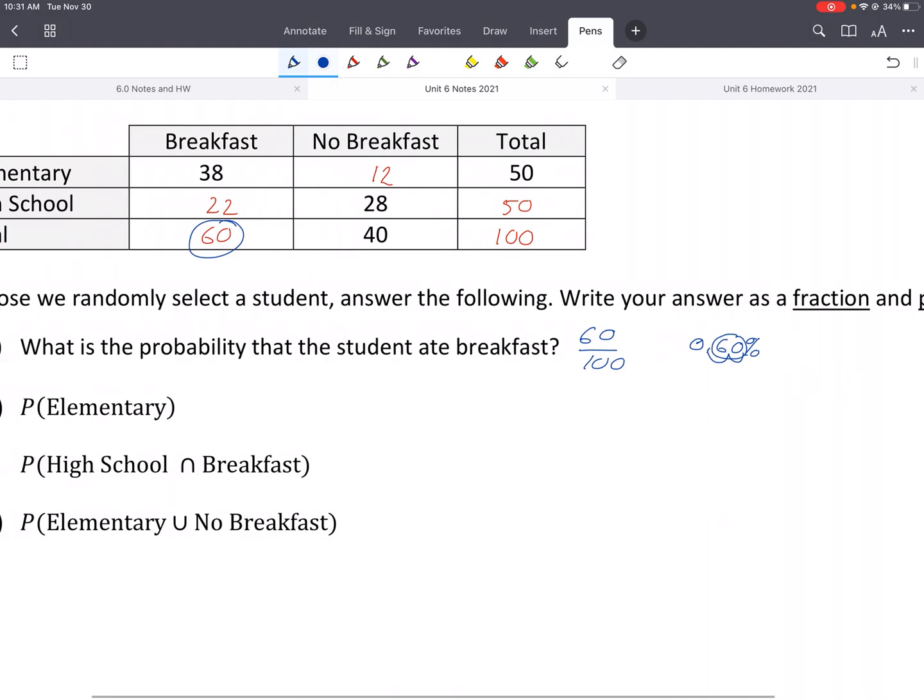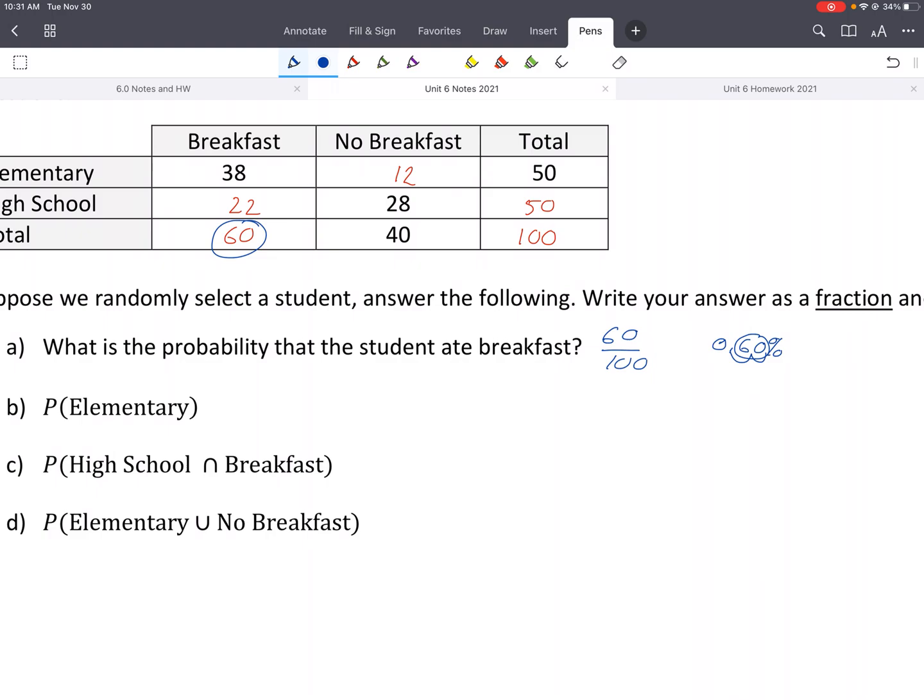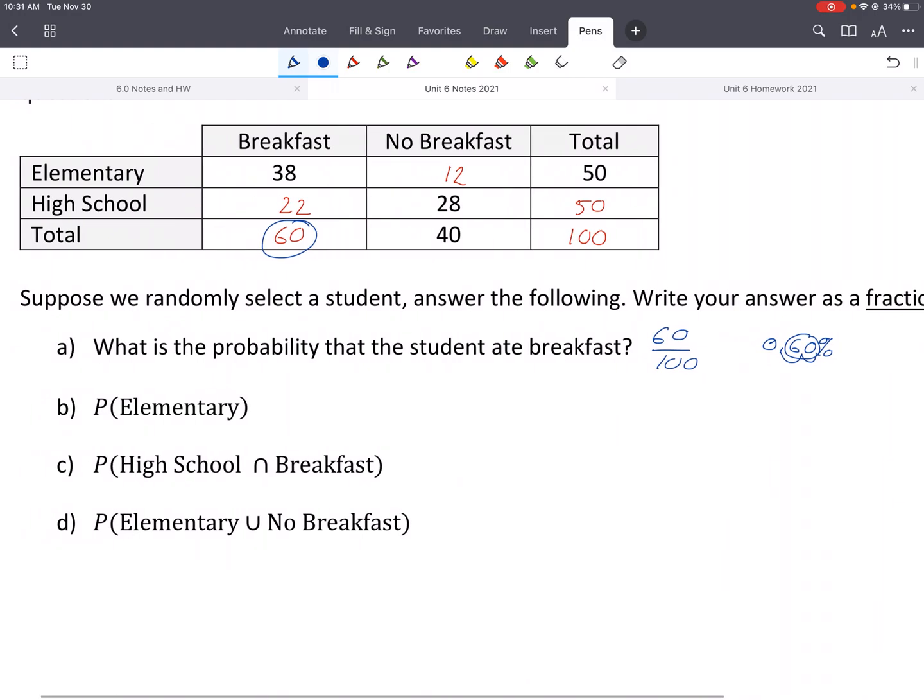Because it's out of 100, your numerator will give us our percentage, but that's not always the case. All right, what's the probability that I'd pick an elementary student? The total number of elementary students is 50, so we'd win if we choose one of those, and it's out of 100. So that's also 50%. What's the probability of the intersection of high school and breakfast? They intersect with 22, so we'd have 22 out of 100, or 22%.